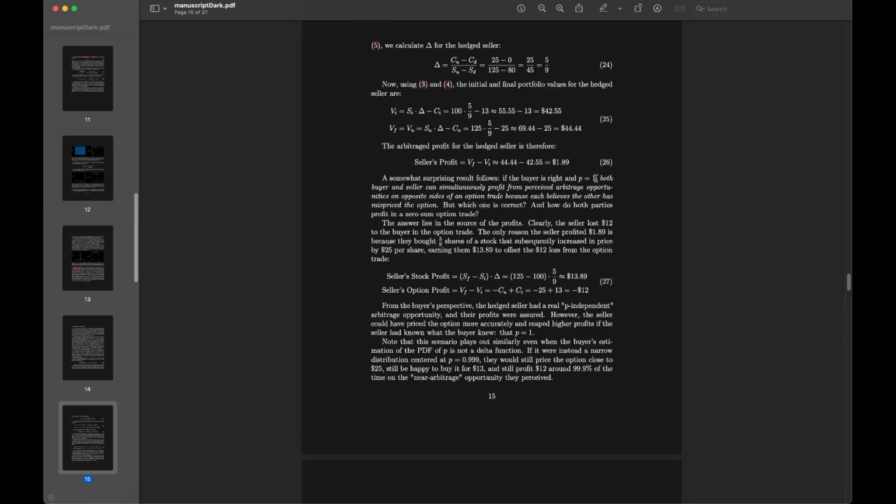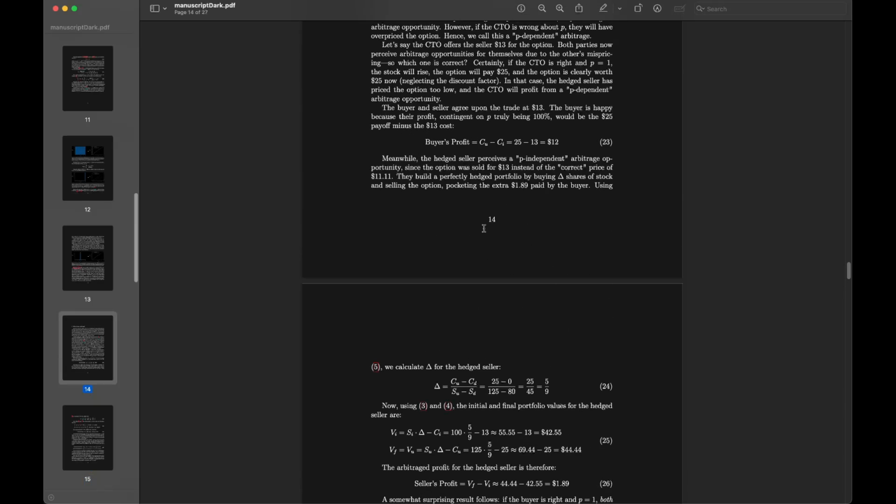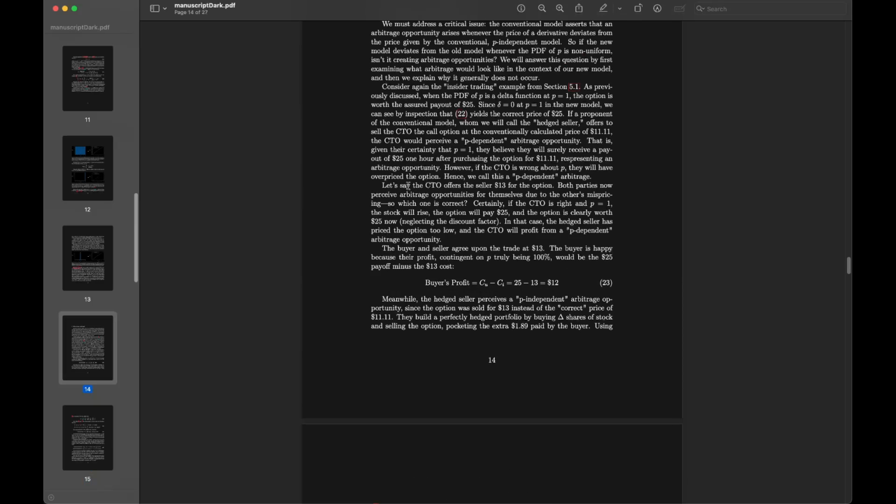He knows that P is 100%, that the stock is definitely going to go up. So he's priced the option higher, and he's able to buy it in this scenario. He's priced it at $25. Let's say they agree on $13 for the option. So he's able to buy the option for $13 even though he's priced it at $25, but he's priced it at $25 only because he's sure that the stock is going to go up. So that's what I call a P-dependent arbitrage.